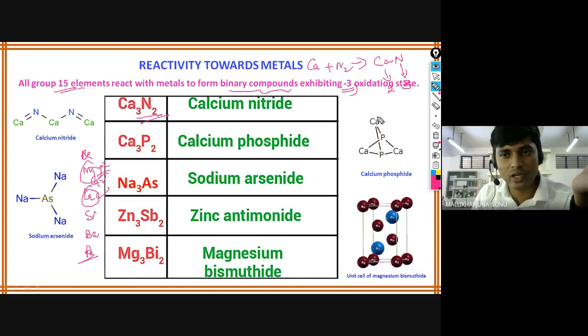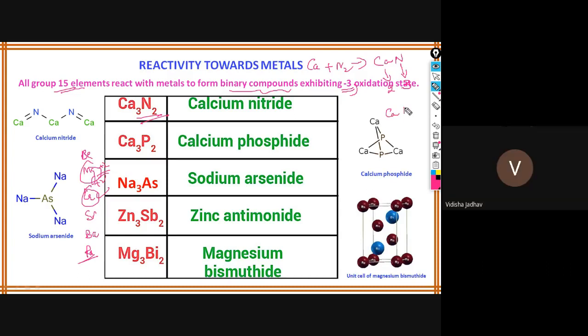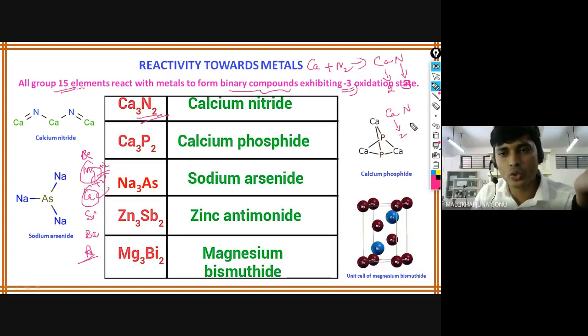Vidisha, what is the valence of nitrogen? 3, sir. Calcium is 2, valence of nitrogen is 3. So these many numbers it will be, calcium will be these many numbers. So that's how Ca3N2 type of compounds will be formed. Okay, the same case with all.